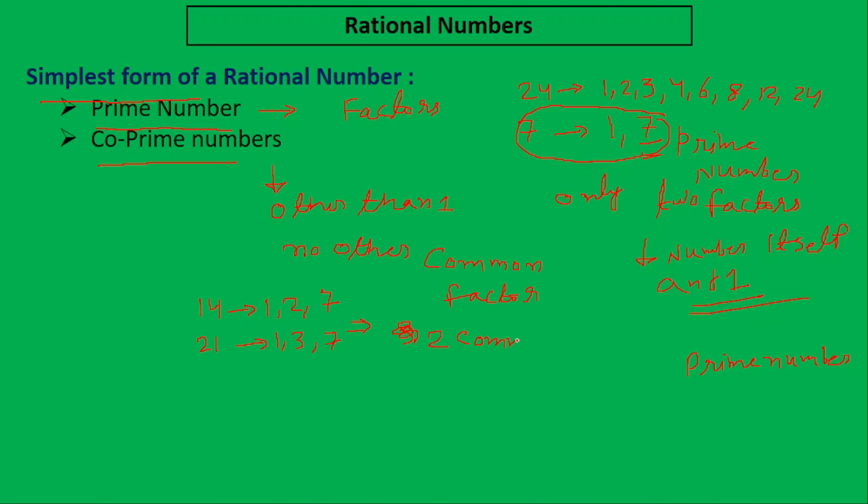So over here two common factors are there, so it's not co-prime. 14 and 21 are not co-prime. These two are not co-prime because we have common factors 1 and 7. So these are not co-prime numbers.